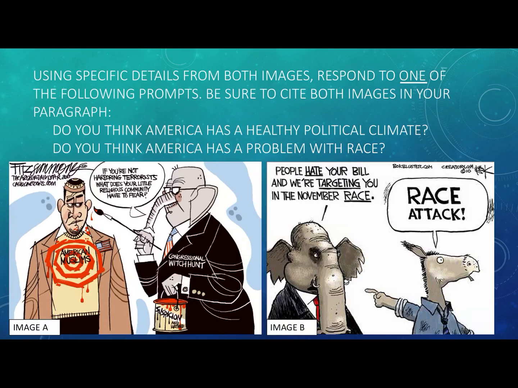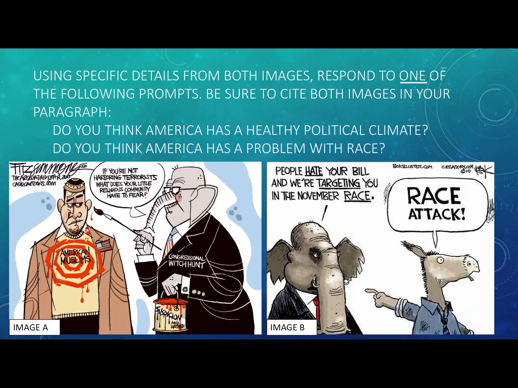So that's image A. Image B has, again, the elephant, but now we also have the donkey, which I mentioned is a symbol for the Democratic Party. The elephant says, people hate your bill and we're targeting you in the November race. To which the donkey says, race attack. Obviously, taking words out of context and focusing in on the wrong parts of the words, which would imply that you could say the Democratic Party is overly sensitive and manipulates the narrative being presented by the Republican Party. In contrast to the other picture, this is obviously a more negative view towards the Democratic Party.